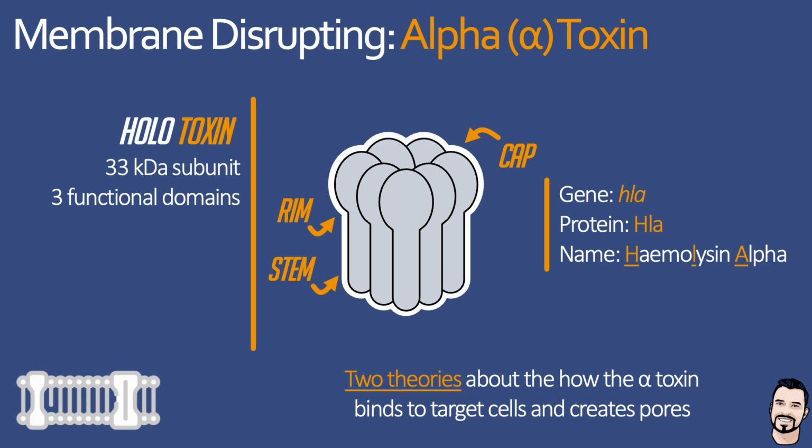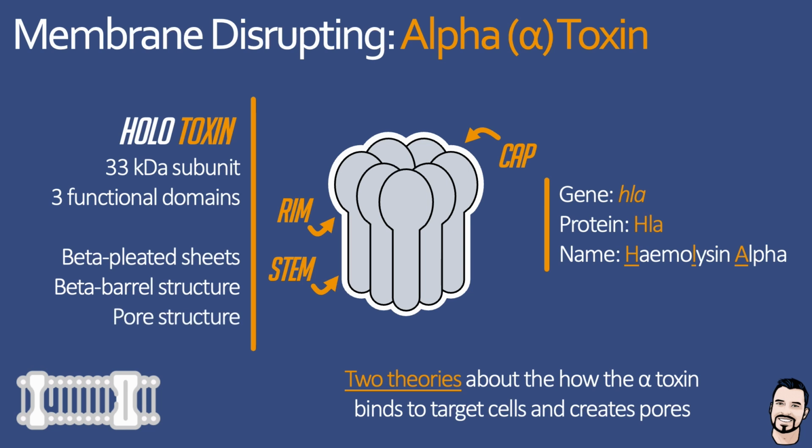Now, a key thing about the alpha toxin structure is that it is rich in beta-pleated sheets, which allow beta strands from each subunit to align and form a beta barrel. And it's this beta barrel that spans the lipid bilayer of the target cell membrane, creating the membrane-spanning pore that underpins toxin activity.